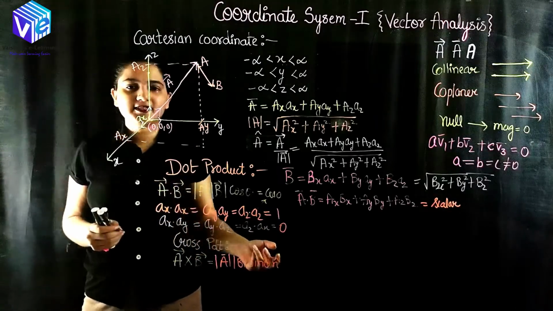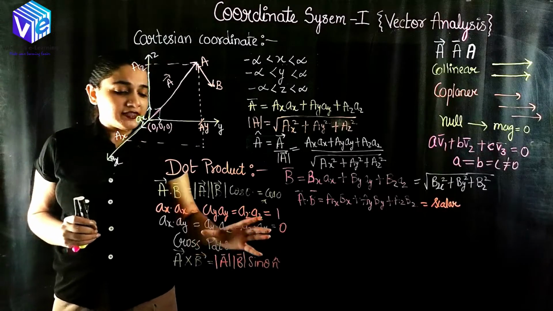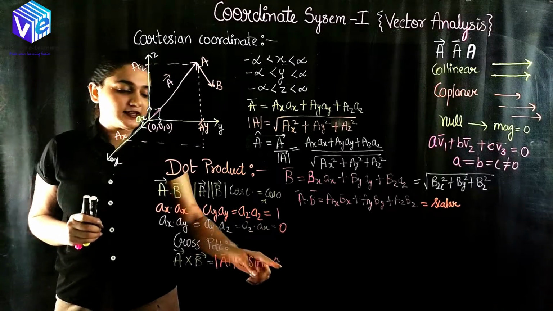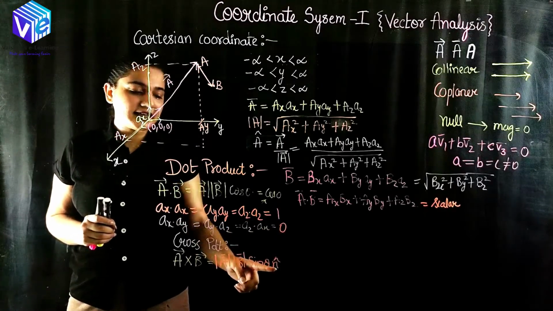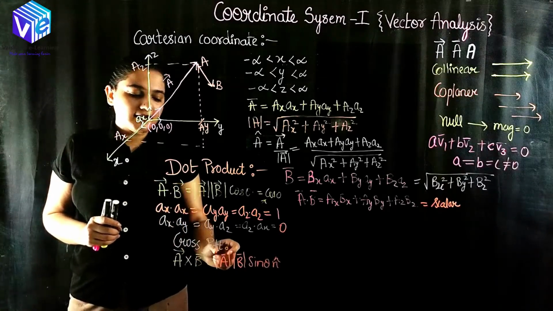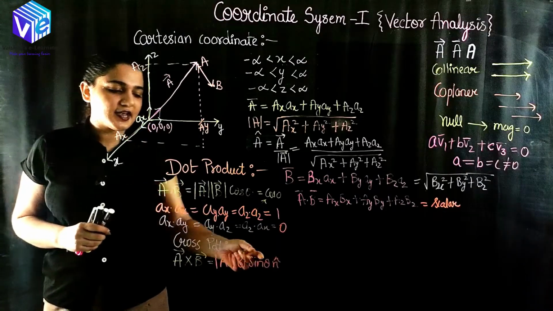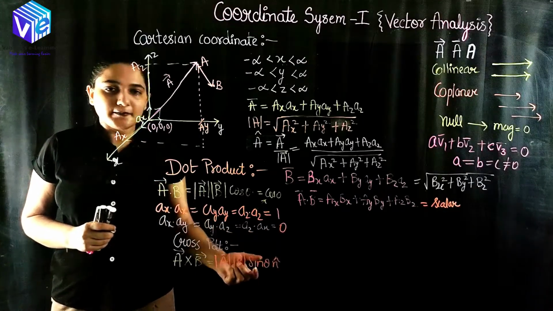So n cap represents the direction, and from this formula we got to know that cross product is a vector product. We have a vector quantity. N cap represents the vector quantity. Here mod of A is the magnitude of A, mod of B is the magnitude of B, sine of theta is sine of the angle between A and B.